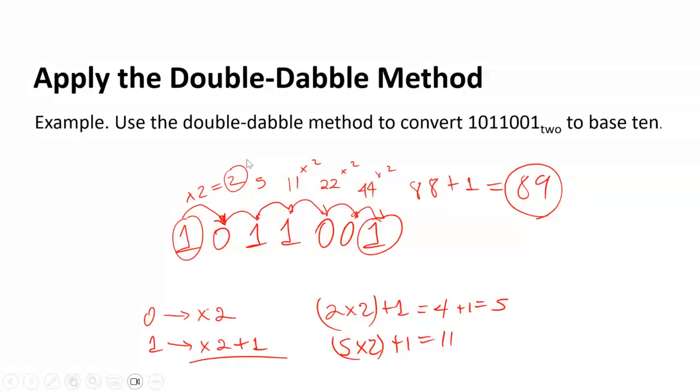So this is a procedure that is called the double, and it can only be used when you have binary to convert it into Hindu-Arabic, or regular numbers. Okay, so this concludes the conversions.